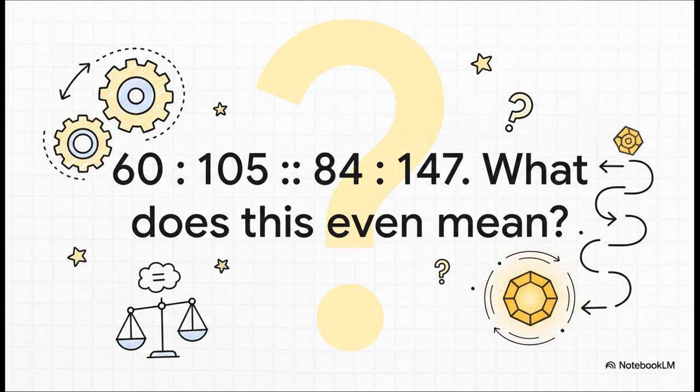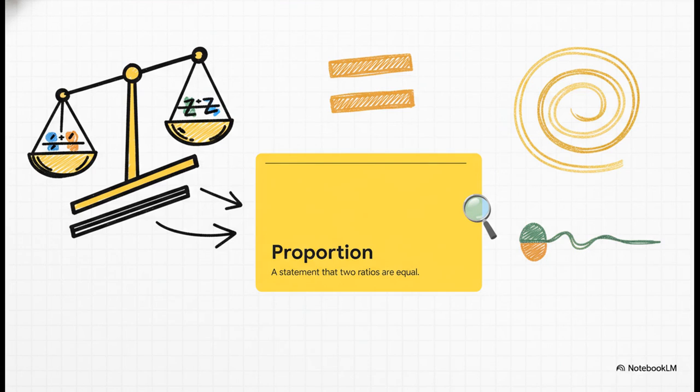But forget that for a second. All this is really asking is a simple question. Is the relationship between the first two numbers the exact same as the relationship between the last two? That's it. And that's all a proportion is, really. It's just a statement, like an equation, that says two different ratios are actually equal. Think of it like a perfectly balanced scale. For this whole thing to be true, both sides have to have the same relationship. It's all about that balance.